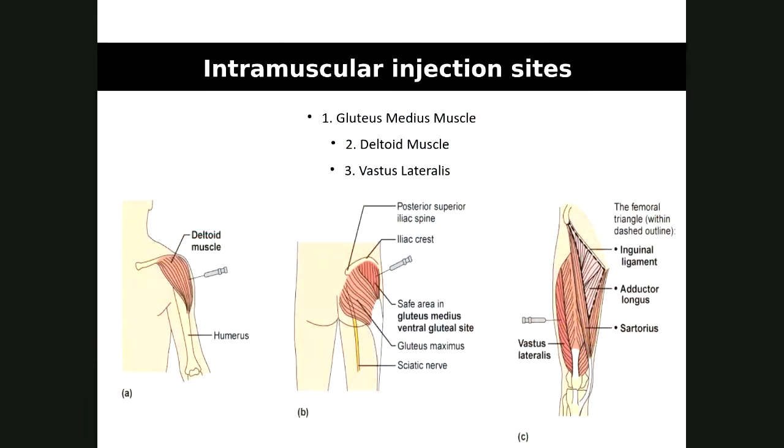Intramuscular injection sites are done in regions where the muscle is thick and there's very little possibility of injuring a nerve or a vessel. So we use the deltoid muscle, the gluteus medius muscle, not the gluteus maximus. Why would we not want to use the gluteus maximus? It seems like it's a larger muscle. Because the sciatic nerve travels underneath the gluteus maximus, we would not want to do a procedure that could injure that nerve. Another area is the vastus lateralis muscle. This is a common area for EpiPen injections.